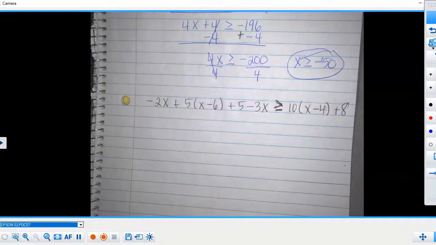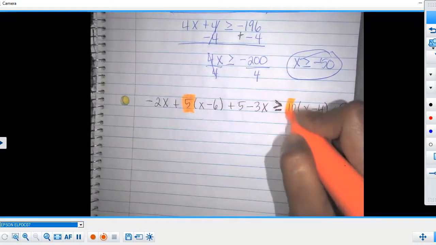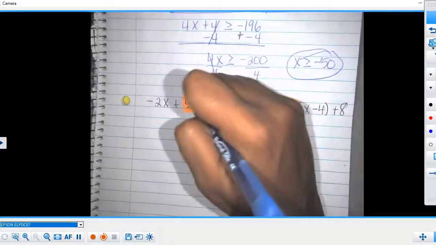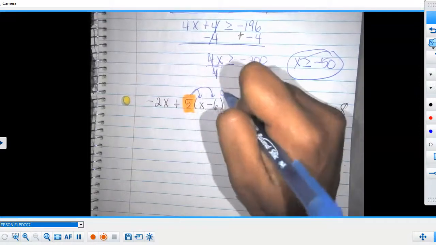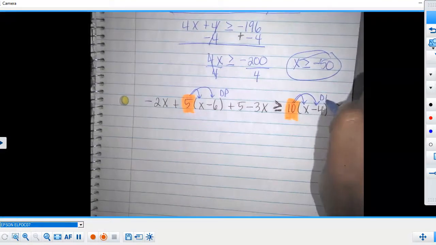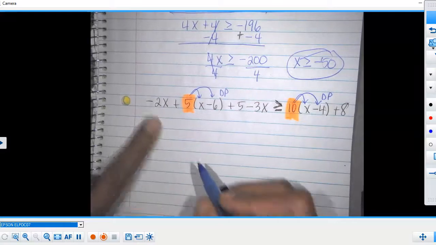Okay. So first things first is to do the distributive property. So I'm going to highlight the 5 there and the 10 there. And then I'm going to draw my arrows and write DP, distributive property. If you start saying it out loud and talking through the steps, that's what's going to make you get comfortable with the vocabulary and talking that way. All right, so going back to the left, there's nothing to do to this term. Drop it down.